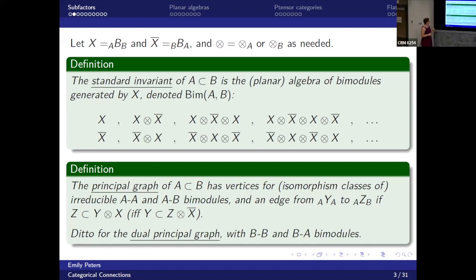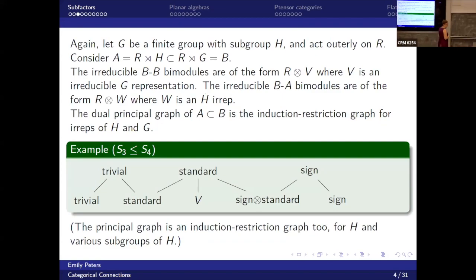Okay, and then because what I've described here is a relation between AA and AB bimodules, we'll also have the same data if we look at, say, BB and BA bimodules. And so there are 2 graphs showing up. So in the original literature, people called this the principal graph and the dual principal graph. And nowadays, you're more likely to hear just the principal graphs, plural, because there's no thing that's more natural about one of these than the other one.